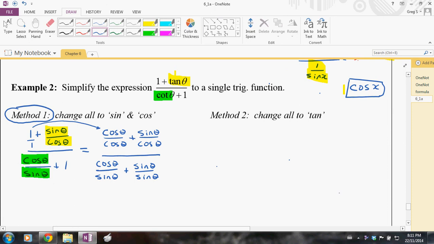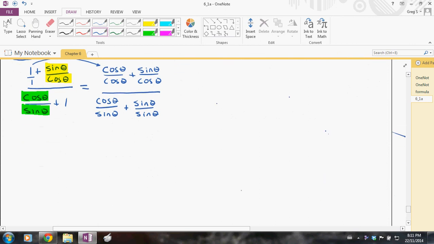Okay, so now my next step, I need to go a little bit lower here. Oh, here we go. So my next step, I'll be putting these together. So my numerator, under one numerator, is going to be cos theta plus sine theta all over cos theta. Okay, so all this stuff here together, that big numerator, turned into this.